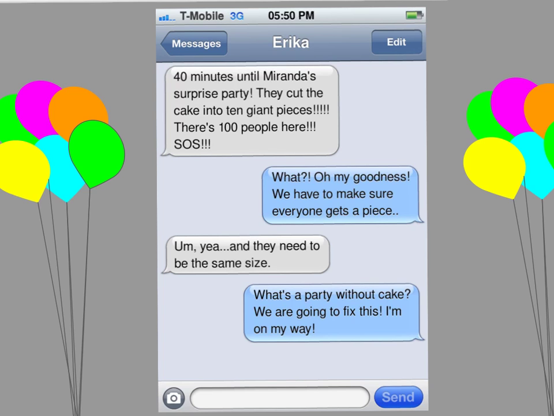You can see here, this is a text message that one of my friends sent me. We were throwing a surprise party for our friend Miranda, and we ordered a sheet cake, and they cut the sheet cake into 10 giant pieces. There's 100 people at the party, and so I guess we could just let only 10 people have 10 giant pieces of cake, or we had to discover a way to cut the cake equally for all 100 people.